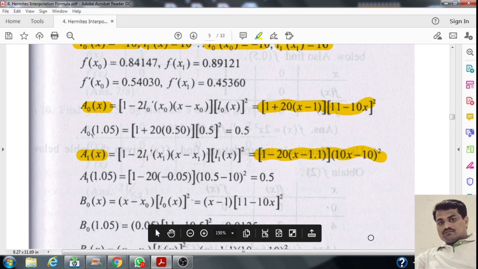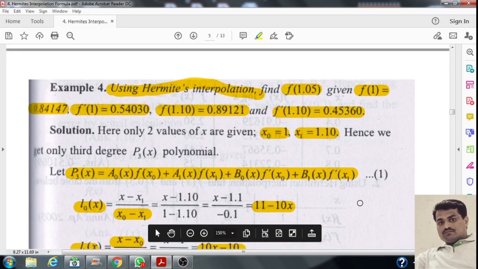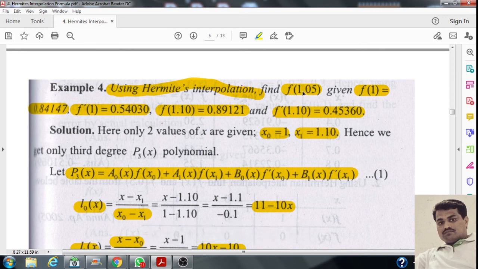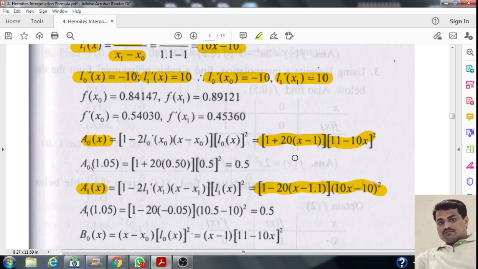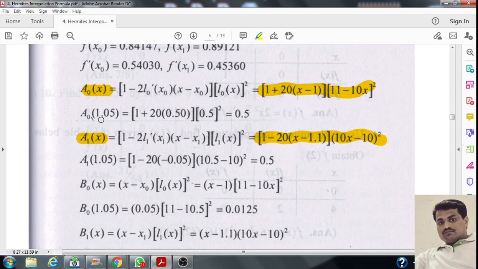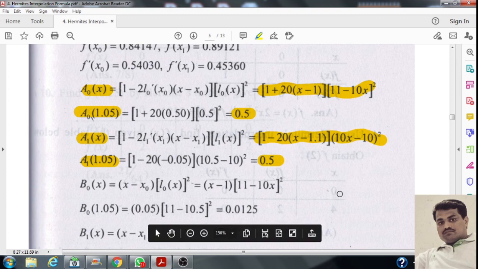Also, in the question we are asked to find only f of 1.05. The polynomial is not required at the end. We want only f of 1.05. Hence, at the same time, we substitute x equal to 1.05 in A0 and A1, and we get A0 of 1.05 is equal to 0.5 and A1 of 1.05 is equal to 0.5. Just for our convenience we are adding this step.